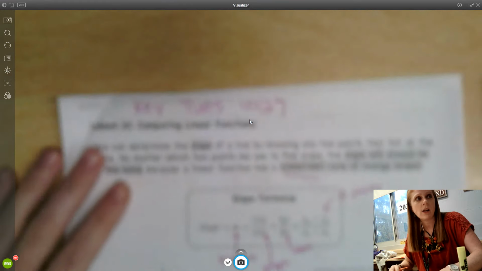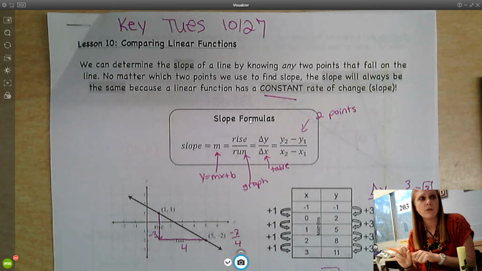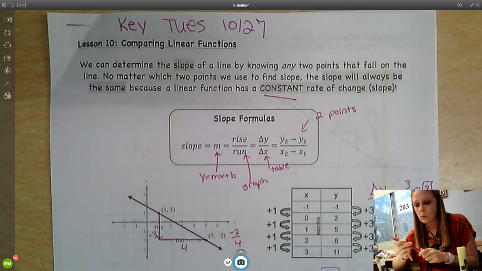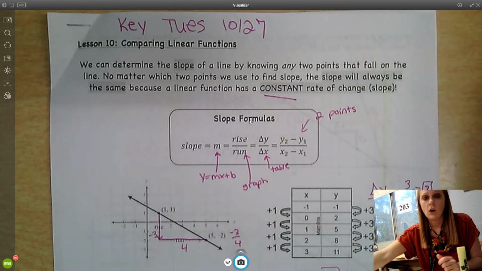Okay. So again, this was just lesson 10 from Tuesday, October 27th, comparing linear functions. We found the slope and the y-intercept of two different functions, and we were comparing them.